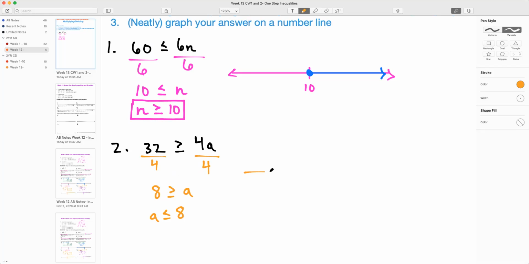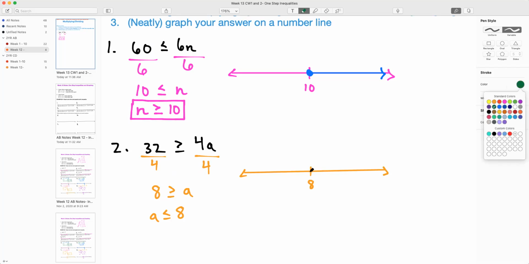Now let's draw our line so that we graph it. This is always what you have to do. And we'll put 8 on the number line right here. Because it is less than or equal to, we are going to have a solid dot again, because it's also equal to 8. But since it's less than now, we're going to draw our line to the left.